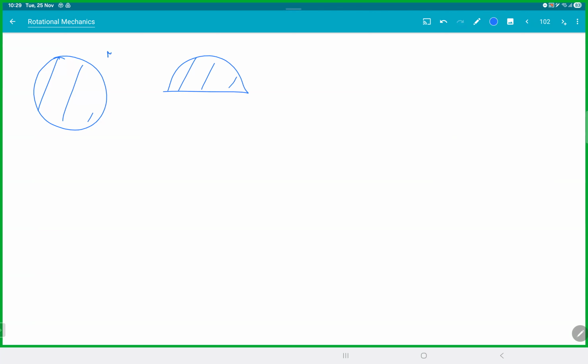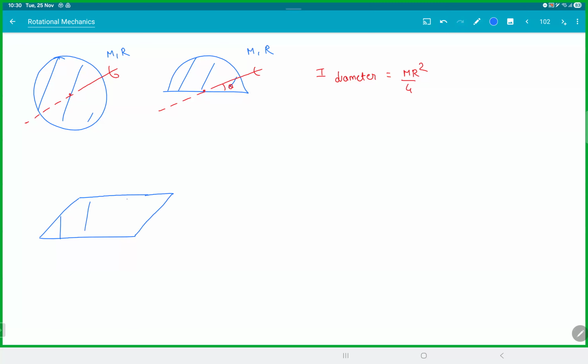So we have a disk here, mass m and radius r, or a half disk, mass m and radius r. If a line is passing through the diameter, it doesn't matter. So the moment of inertia will be mr square by 4. Rectangular plate: m l square by 12, m b square by 12.